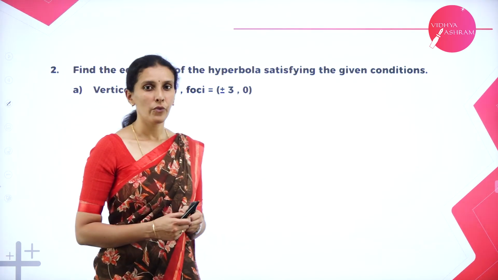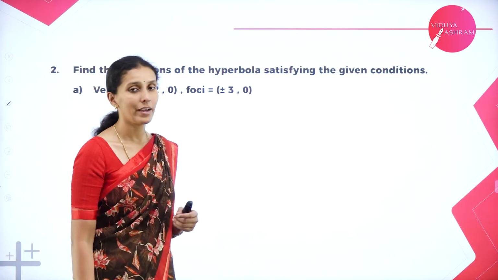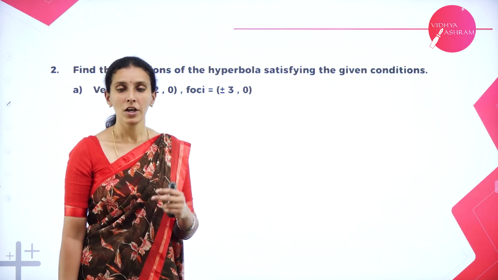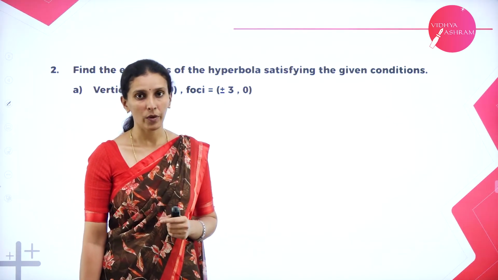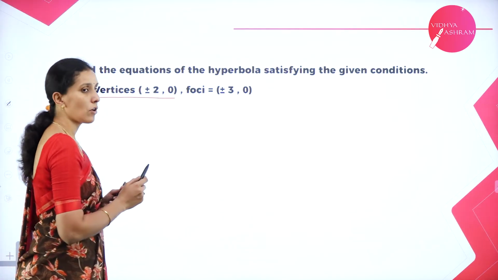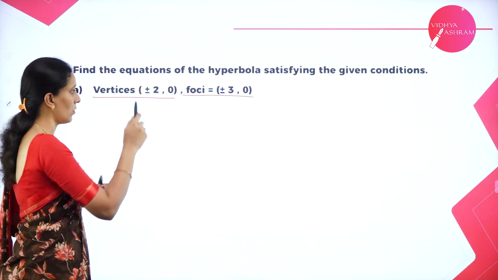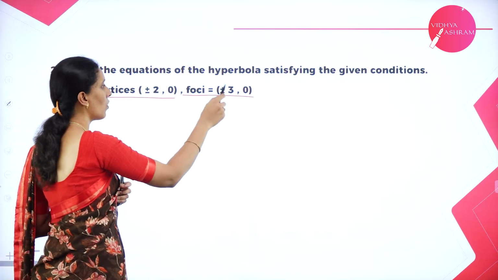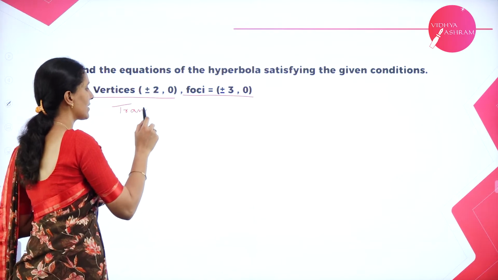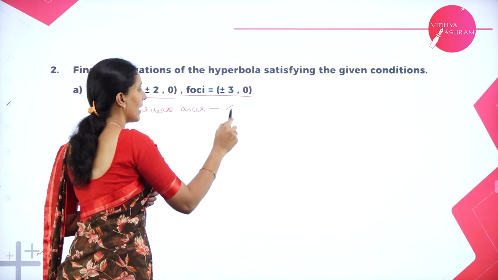So the next type of question is, find the equations of the hyperbola satisfying the given conditions. So they will give you some characteristics of the hyperbola. We are supposed to write the standard equation of the hyperbola. Let's see now. We have vertices plus or minus 2, 0, foci plus or minus 3, 0. So by observing, we have x coordinates and y coordinate is 0. So the transverse axis is the x-axis here.